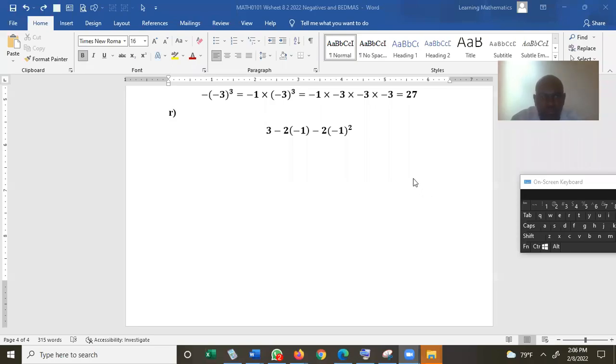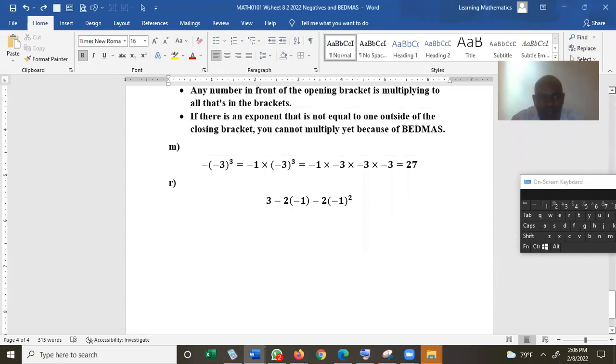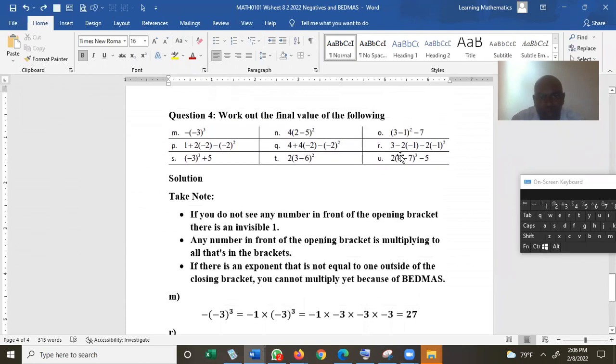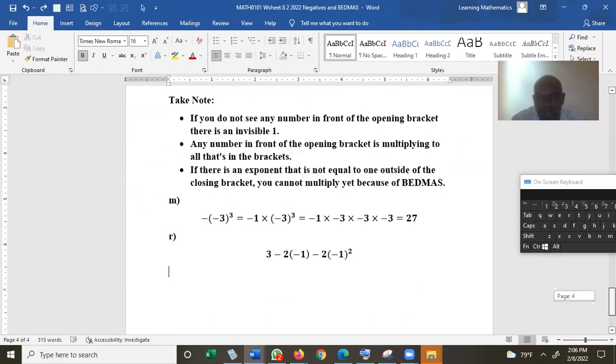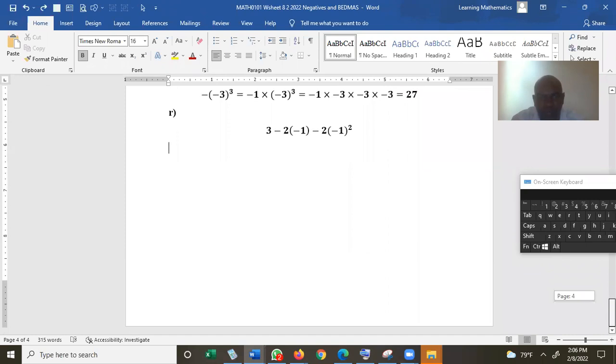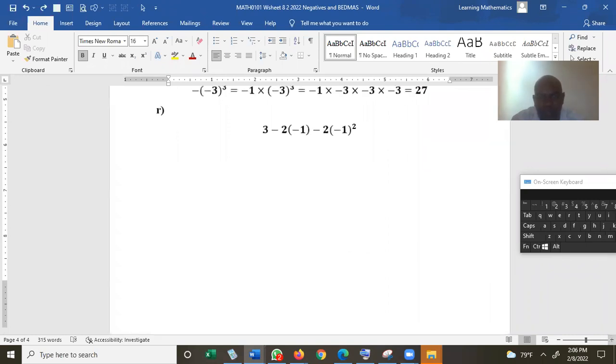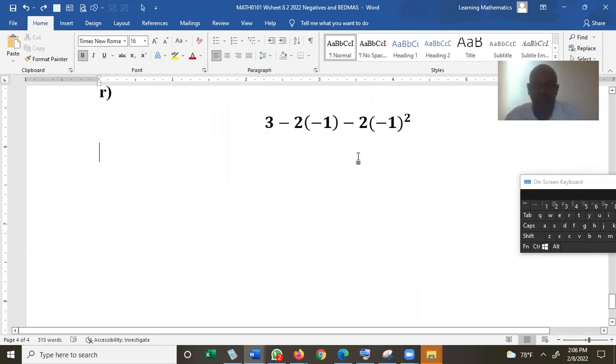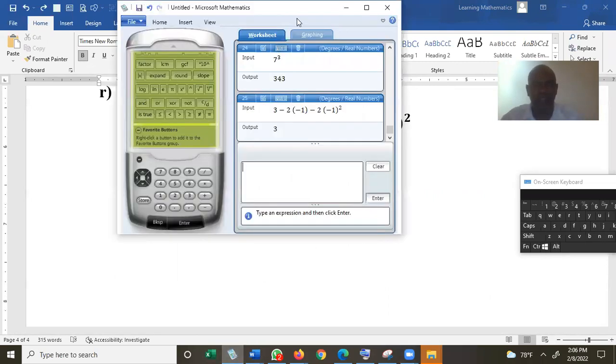Yes, so we are going to do part R in number 4 in the worksheet. So here it is. Okay. Now, when you look at this, it looks a little confusing. If you type it in your calculator, here it is, we typed it.